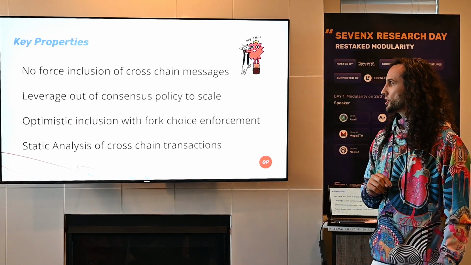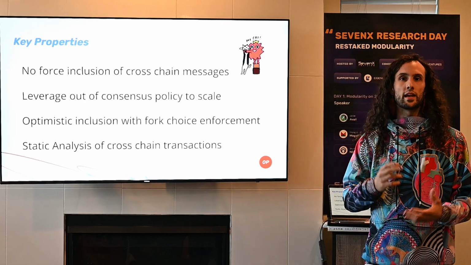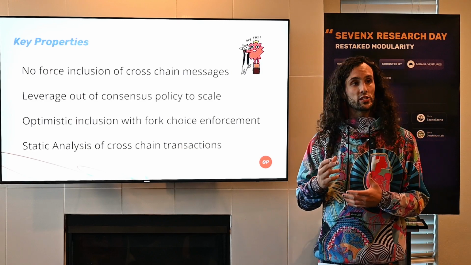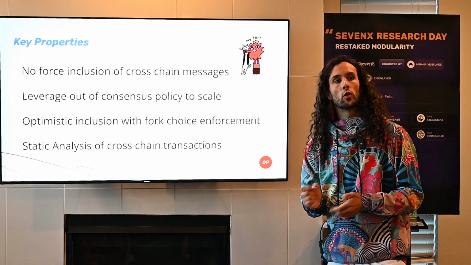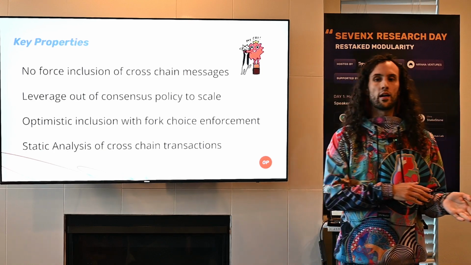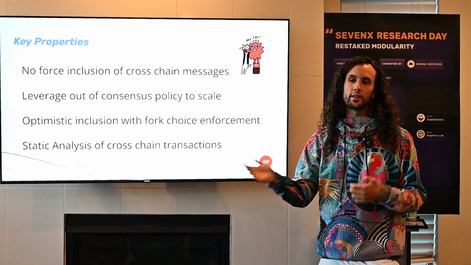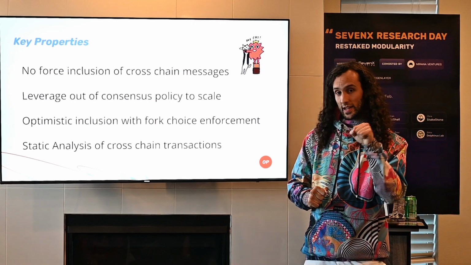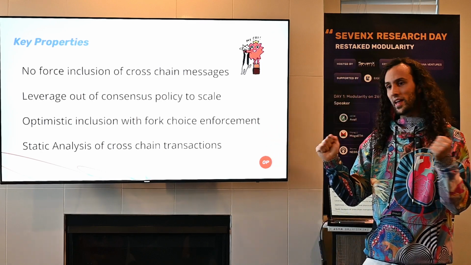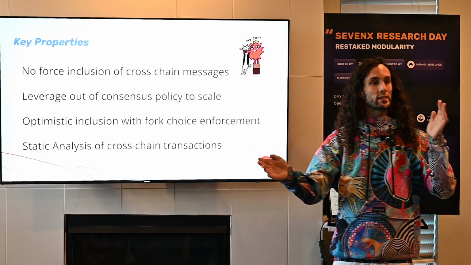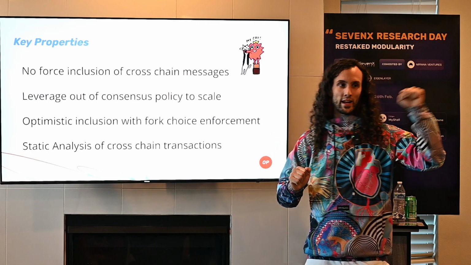So we have optimistic inclusion with fork choice enforcement. What does that mean? These blocks that contain cross-chain messages are included optimistically, and the fork choice will basically reorg out blocks that are invalid. In this case, the definition of an invalid block that contains cross-chain messages is that it has an executing message that doesn't have an initiating message. So just to clarify what that means: for every single cross-chain message or cross-chain transaction, you need two sides of it. You need the initiating side, and you need the executing side.